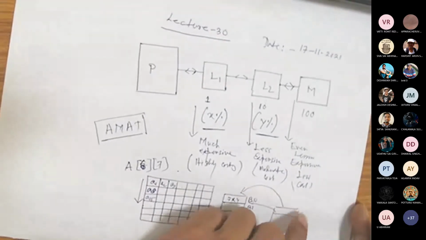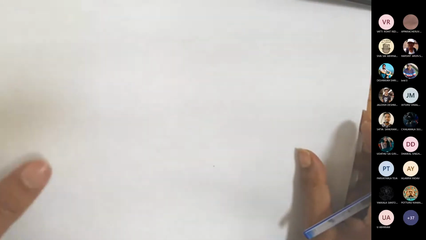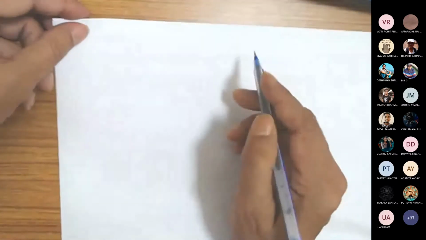So that's it for cache memory. If you have any doubt, any query, you can ask me. Otherwise, I'll go to the next topic, which is the arithmetic logic unit.